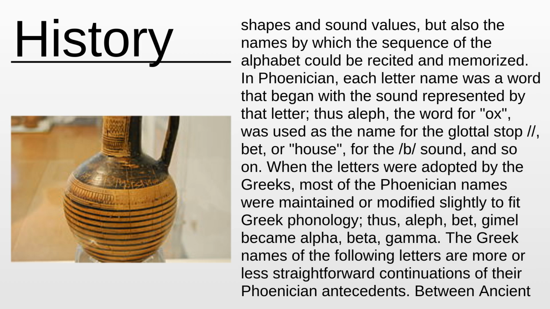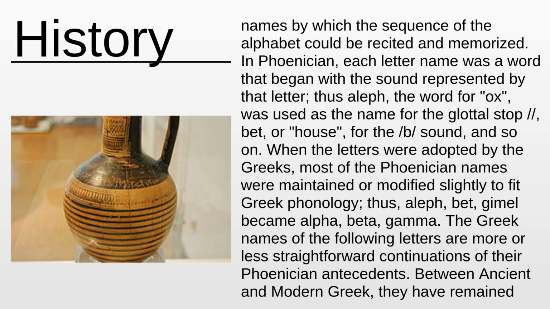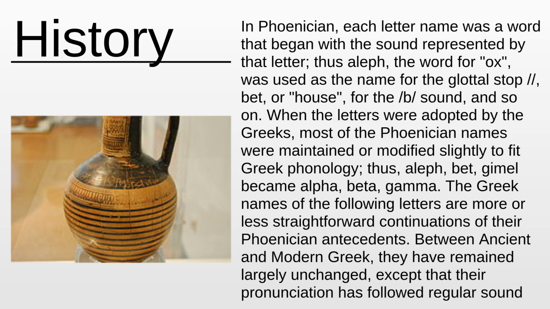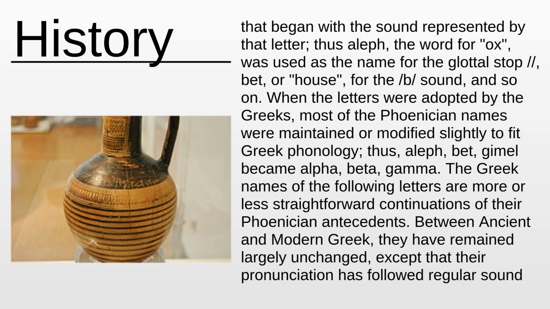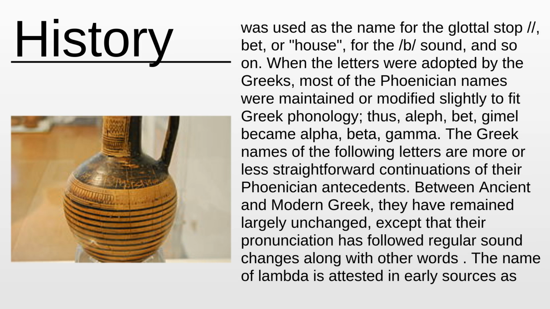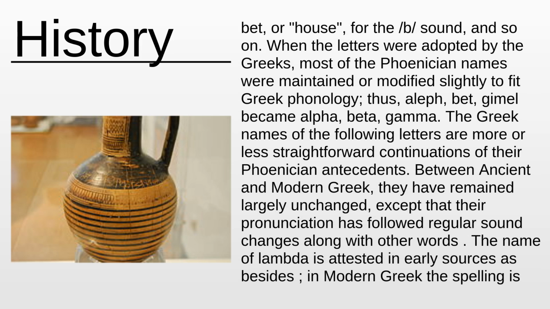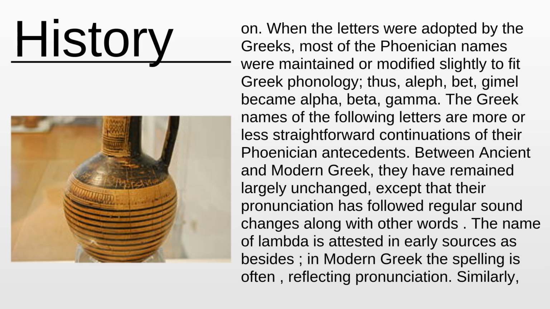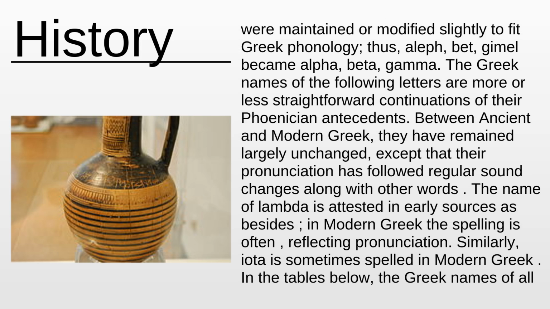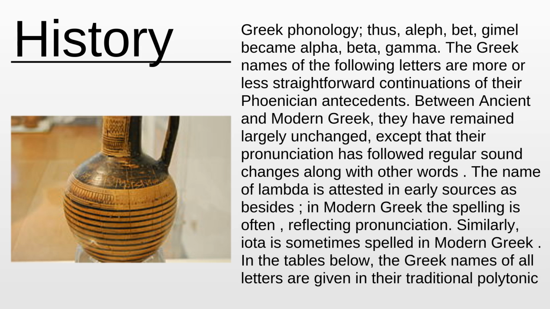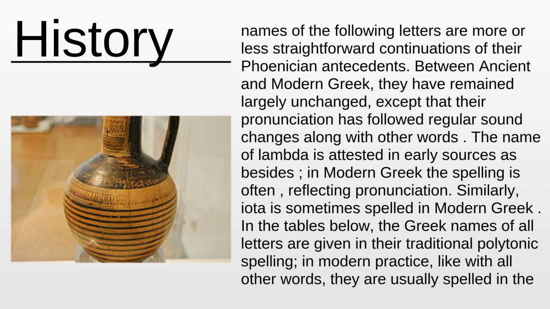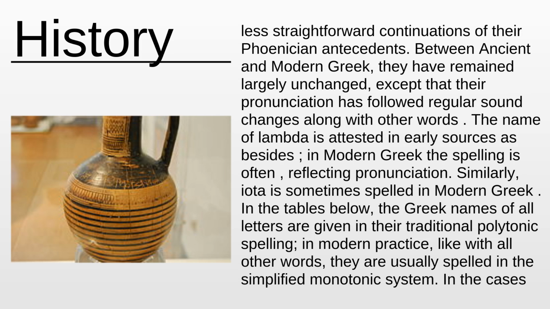When the Greeks adopted the Phoenician alphabet, they took over not only the letter shapes and sound values, but also the names by which the sequence of the alphabet could be recited and memorized. In Phoenician, each letter name was a word that began with the sound represented by that letter. Thus Aleph, the word for ox, was used as the name for the glottal stop, bet, or house, for the b sound, and so on. When the letters were adopted by the Greeks, most of the Phoenician names were maintained or modified slightly to fit Greek phonology. Thus, Aleph, Bet, Gimel became Alpha, Beta, Gamma.